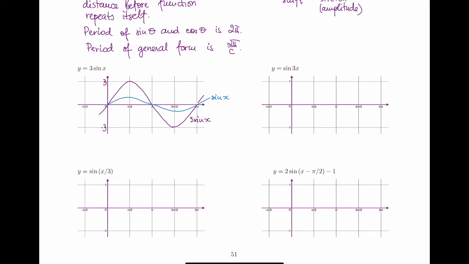And this is also what affects the period. So in this case, my period is going to be 2 pi divided by the multiple, which is 3, so 2 pi by 3. That means that on the region from 0 to 2 pi, I have to see my function go through its full period 3 times.